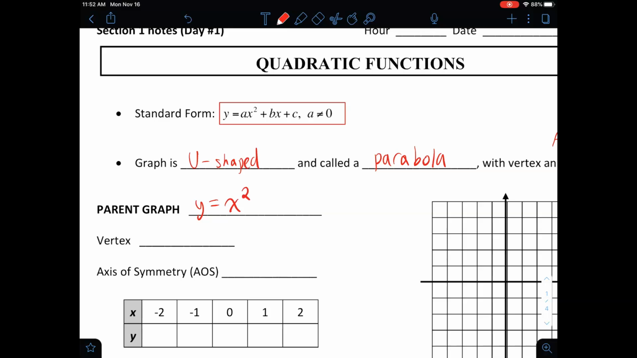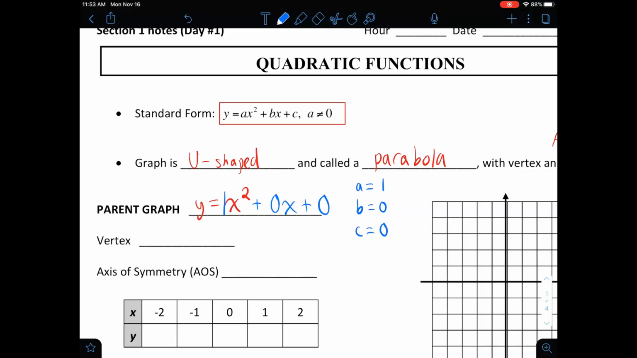But if you look at the standard form, we also have bx plus c. Well, what are b and c in this problem? When it's just y equals x squared, we could also write this as y equals x squared plus 0x plus 0. That's our a, b, and c. Our a is what's in front of x squared, that's going to be a 1. Our b is going to equal 0, and our c is going to equal 0 as well.